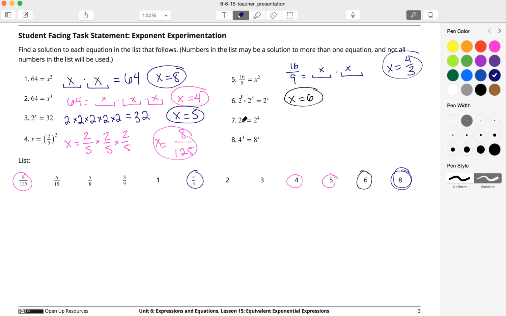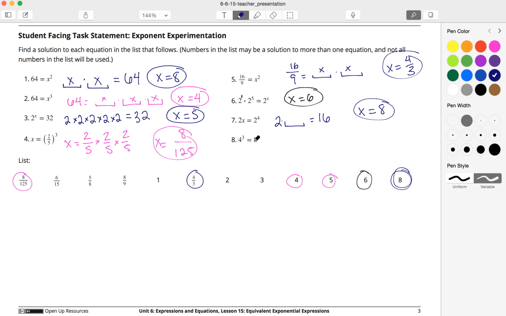Ooh, 2 times what number equals 2 to the 4th? Well, what is 2 to the 4th? Well, 2 times 2 is 4. That's 2 of them down. 4 times 2 is 8. That's 3 of them down. 8 times 2 is 16. So 2 times what is 16? It's going to be x is 8 again. So 8 was used twice so far. That's okay. It said numbers in the list may be used for more than one equation. Not all numbers will be used.